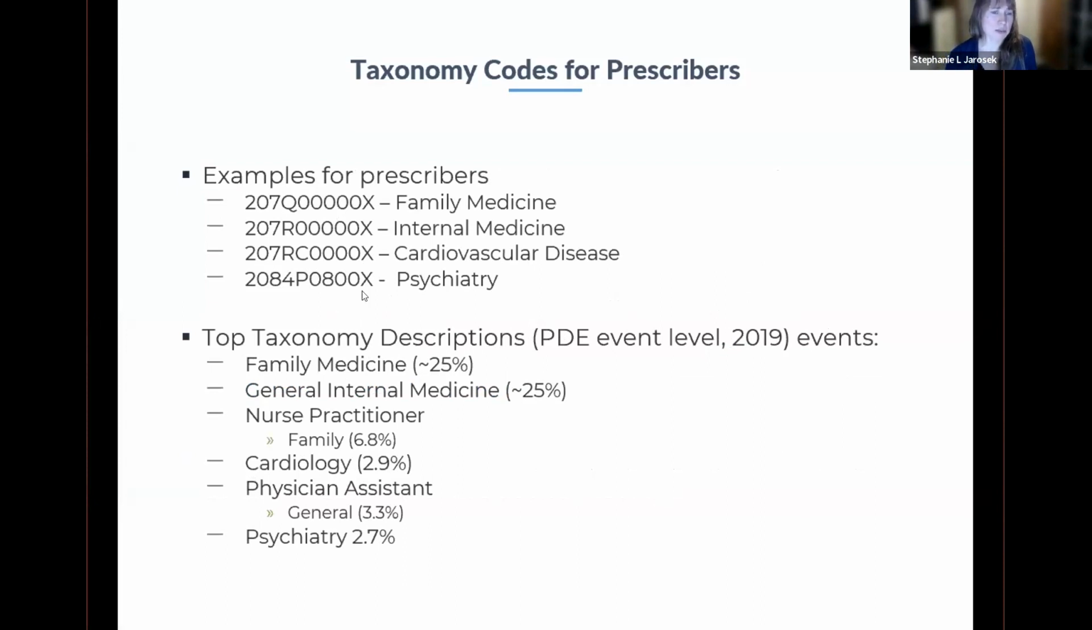These are some examples for the prescriber codes, where you get this long taxonomy. Each piece of this has information in it, but you can tell whether it's family medicine or cardiovascular disease. When we looked in 2019, family medicine, general internal medicine, primary care providers are by far the most common, but you can find cardiology, psychiatry. So you do get information about specialty codes.